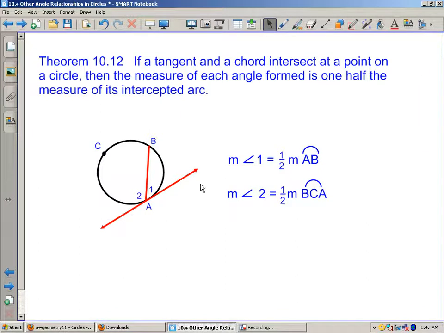So here's our first one. If a tangent and a chord intersect at a point on a circle, then the measure of each angle that is formed is half the measure of the intercepted arc. So if you look at this, the arc AB, which is the small arc, is twice the measure of angle 1. And likewise, arc ACB is twice the measure of angle 2. So make sure you get these down in your notes, and we're going to move along.